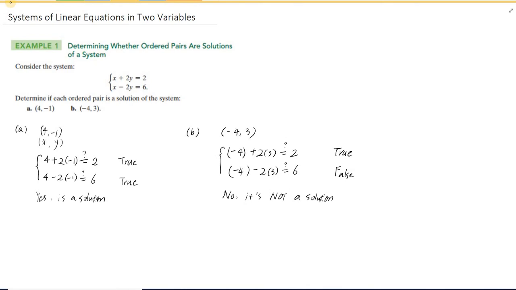So for part B, we do exactly the same thing. Alright, so you plug in your x and y, and you're going to see here we have -4 plus 6, so equals 2, that's true. And then here we have -4 minus 6, that's -10, that's why it's false. So that is not a solution.